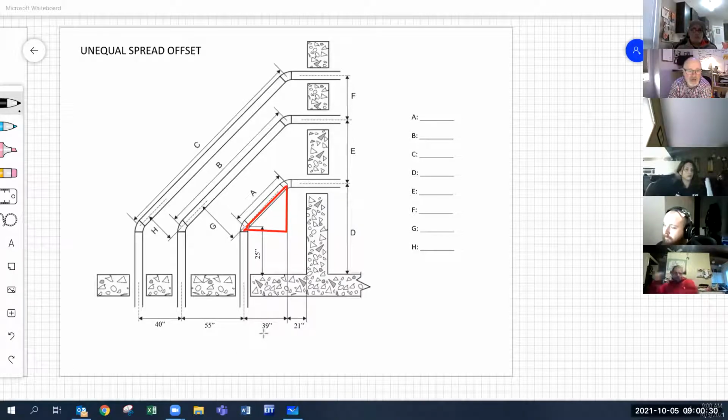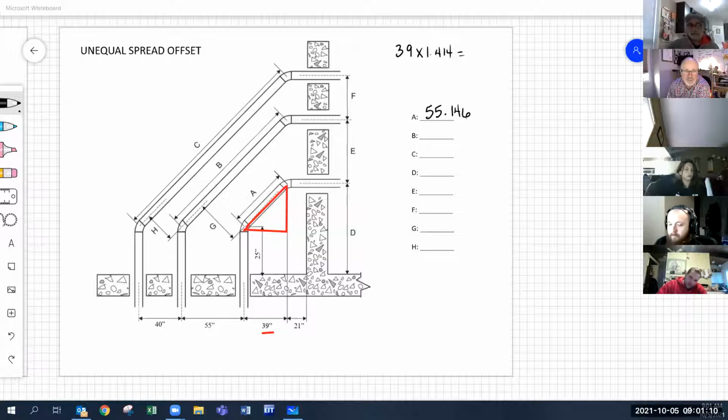So now I have a number over here of 39. Can everybody see my 39 in there? So I can solve for A if I take 39 and multiply that by 1.414. Okay, pretty simple. So that comes out to 55.146 is A.